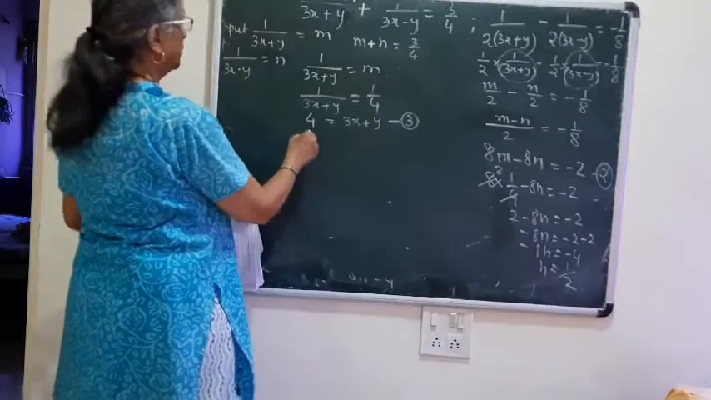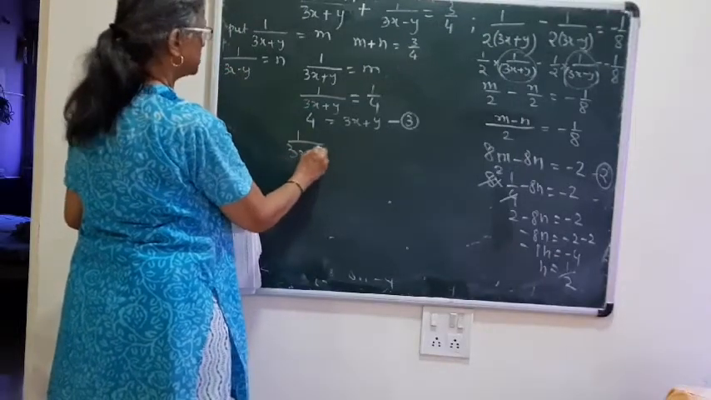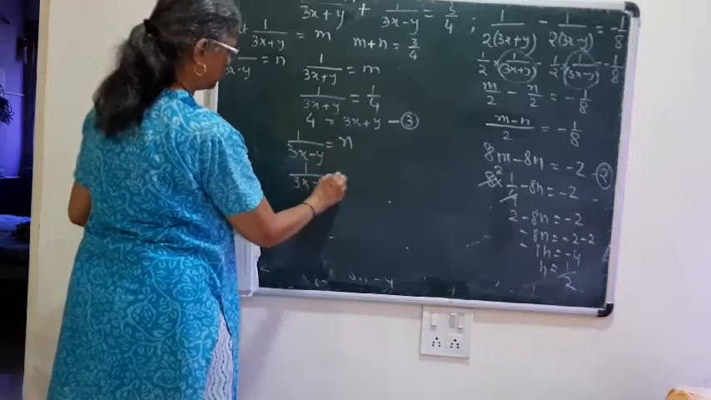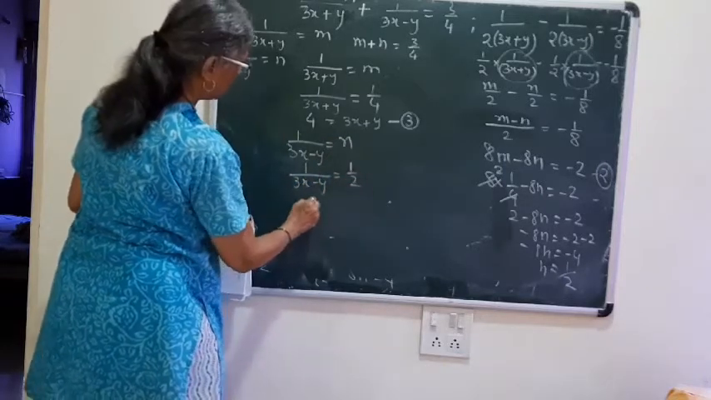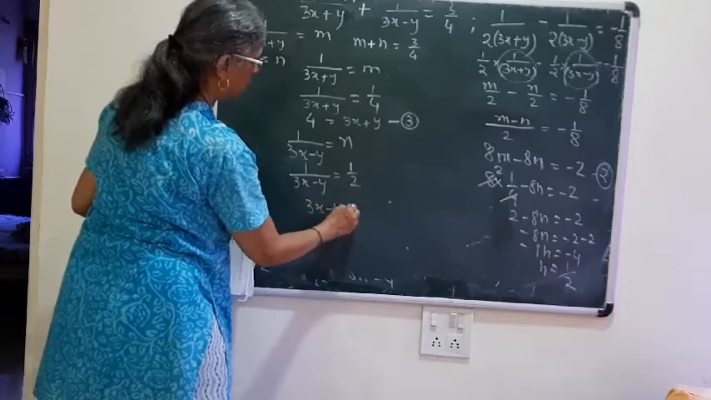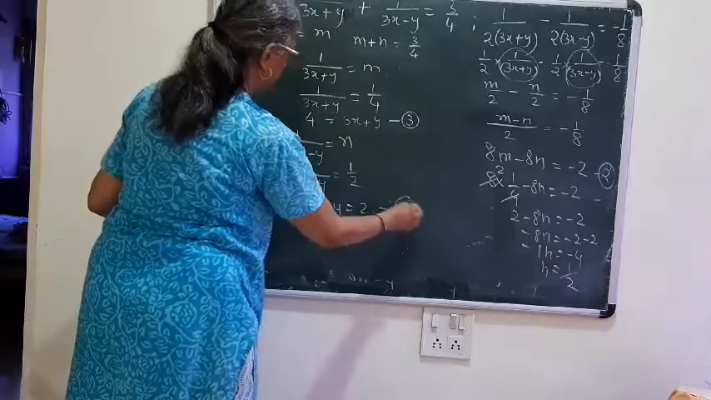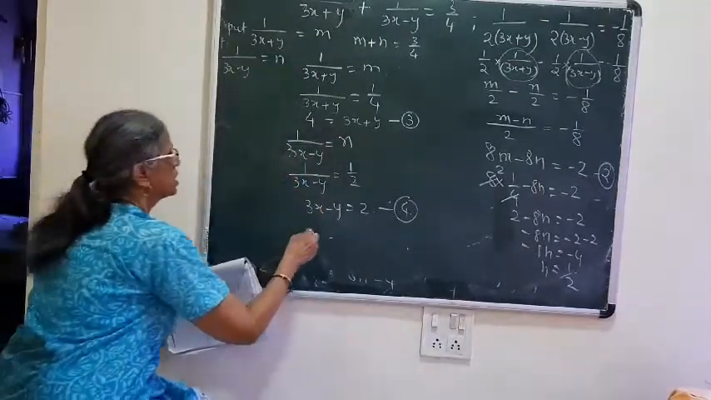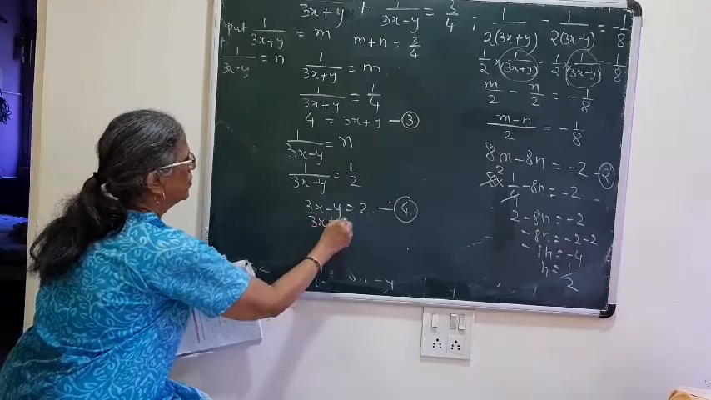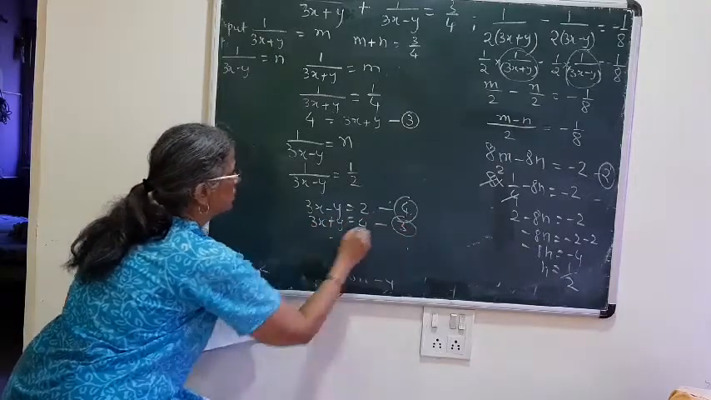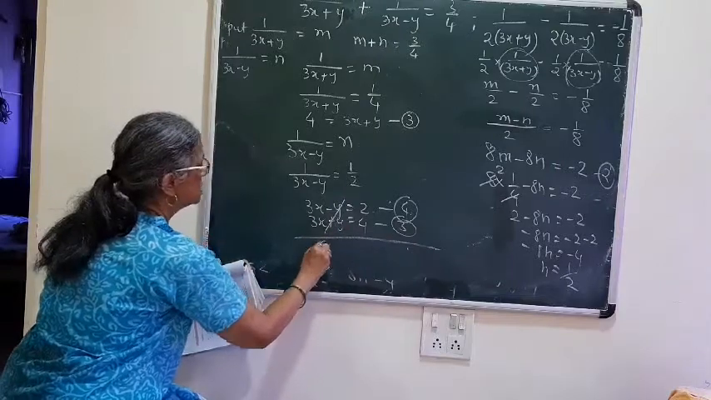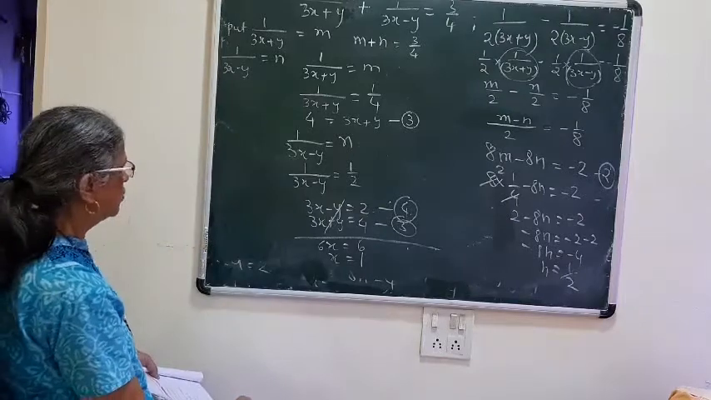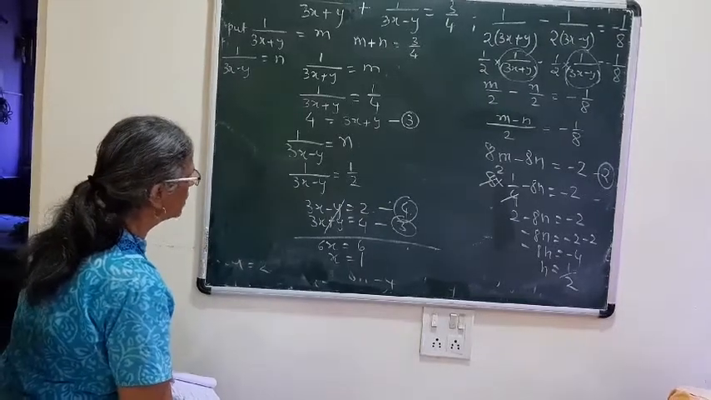But 1 upon 3x minus y equal to n, so 1 upon 3x minus y equal to half. So we have 3x minus y equal to 2 as the fourth equation, and our third equation is 3x plus y equal to 4. Cancelling, 6x is equal to 6. X is equal to 1. Got? Now put x equal to 1 anywhere so that you will get the answer.